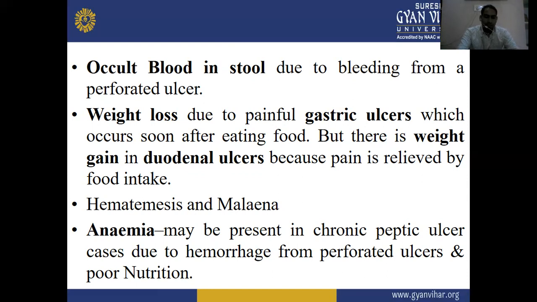Next one, anemia, in perforated ulcers. Anemia may be present in chronic peptic ulcer cases due to hemorrhage from perforated ulcers and poor nutrition.